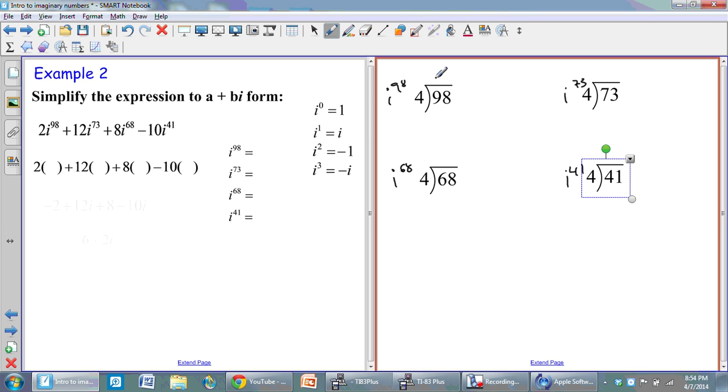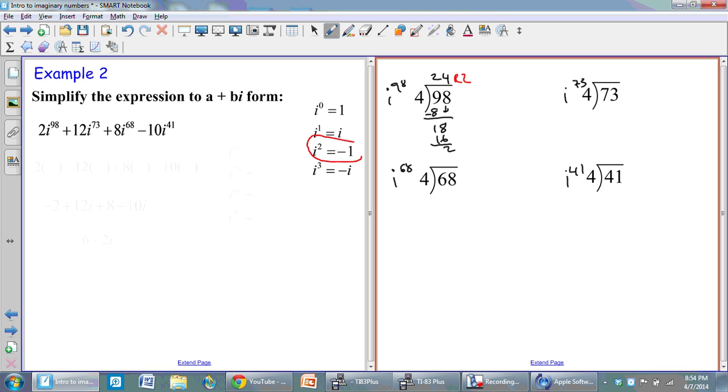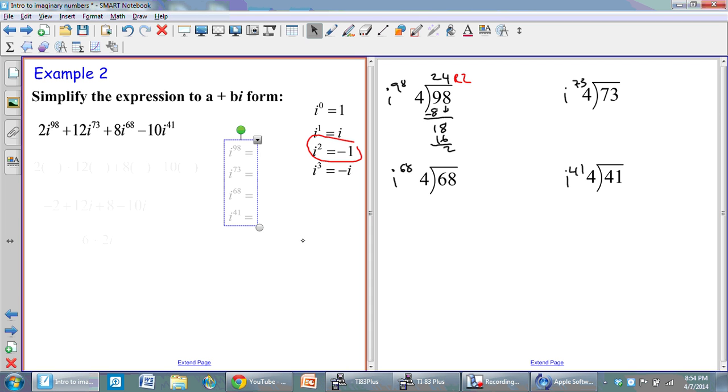All right, so 4 times 2 is 8. 9 minus 8 is 1. Hopefully you remember how to divide like this. Bring down the 8. So we got 4 times 4, that's 16. You get 2 as a remainder. So the remainder here is 2, which means we're going to use this as our guide. So i to the 98 is negative 1.